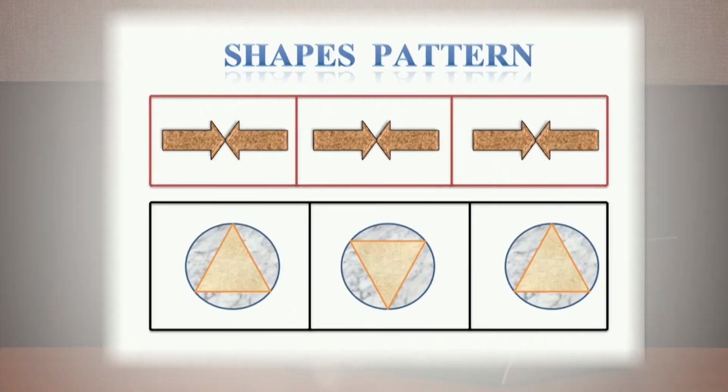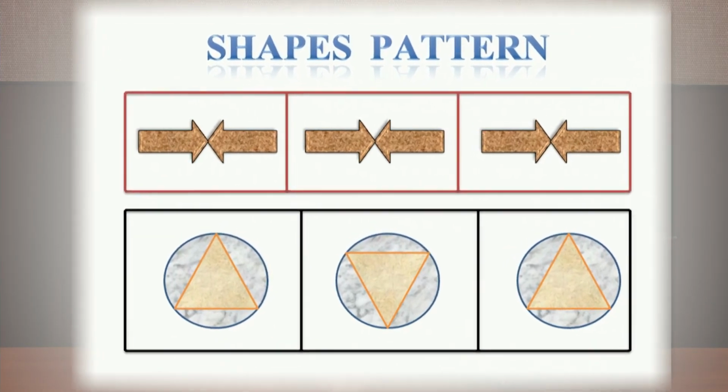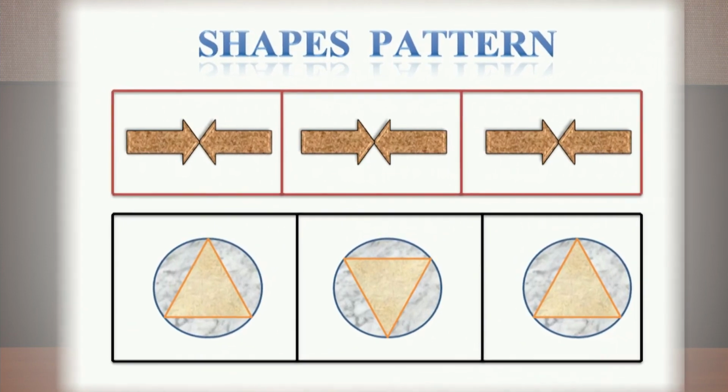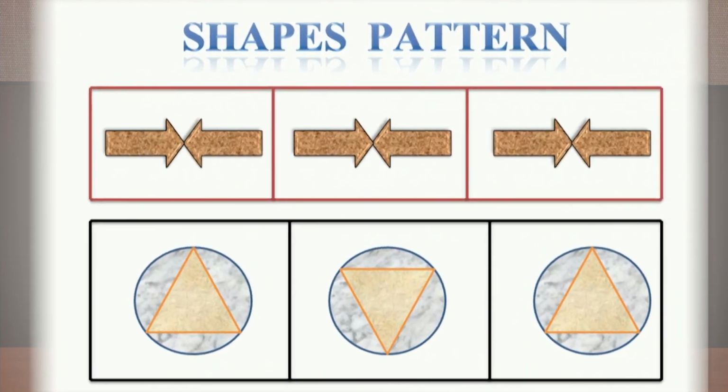Then coming to the next, I have drawn a circle, and in that circle I have drawn a triangle. And in the next box, what have I done? Again a circle, but in this case I have tilted the triangle. I have inverted the triangle, and then in the next picture there is again a circle, but in this case the triangle is in upward direction. So this is called your repeated pattern.